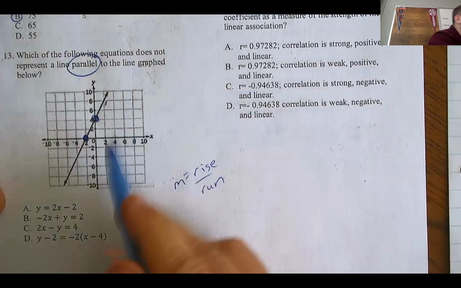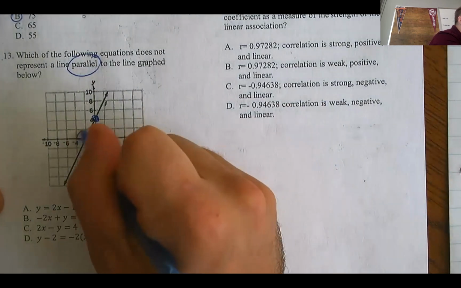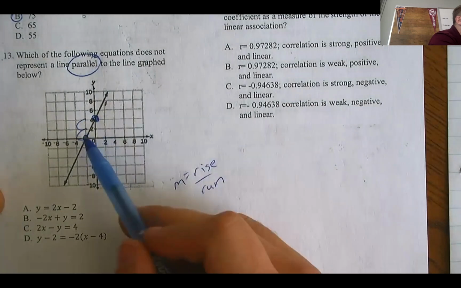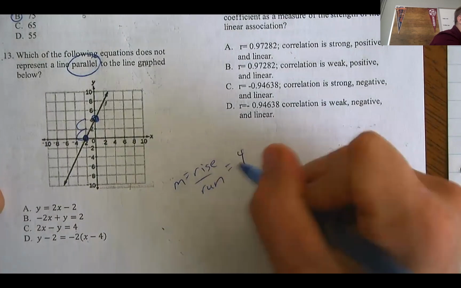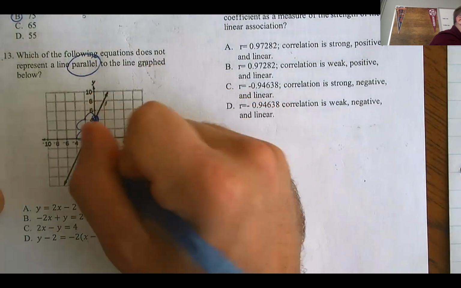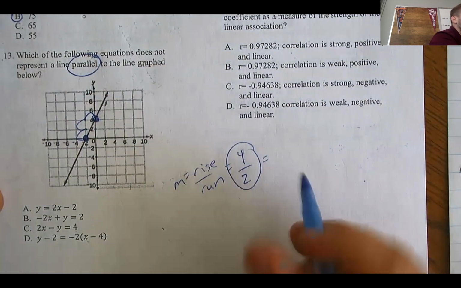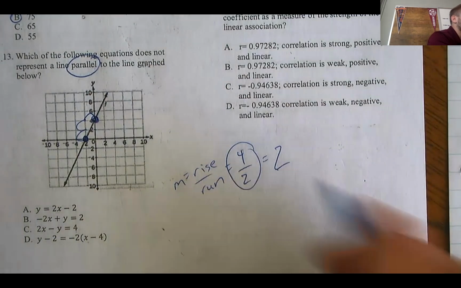But guys, notice the scaling is not counting by ones. So even though this looks like I'm going up 2, how much are we actually going up by? Since it's counting by 2s, we go up 2, up 4. So we rise 4, and we're not running 1, we're running over 2. So our slope is 4 over 2, which means we have a slope of 2. Okay, so our slope needs to be 2.